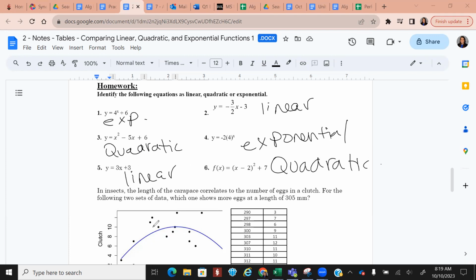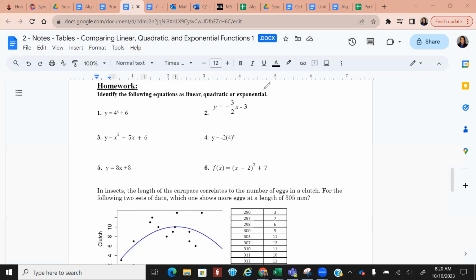This is the part where we start to compare. Ready? So this unit is talking about comparing the different types of functions. So for instance, in this next one, it says an insect, the length of, I don't know how to say that word, correlates to the number of eggs in a clutch. For the following 2 data sets, which one shows more eggs at the length of 305 millimeters?